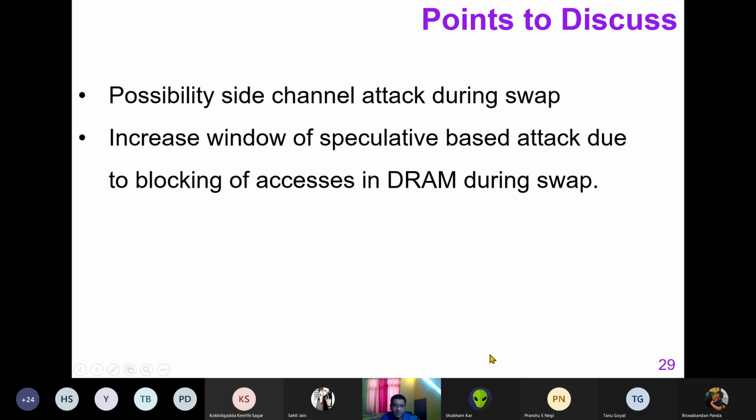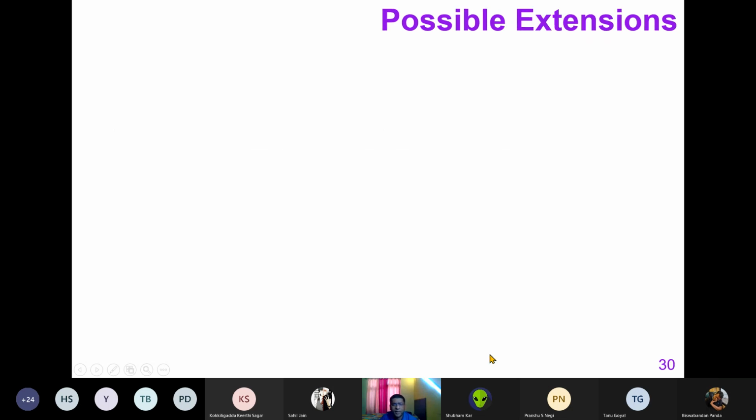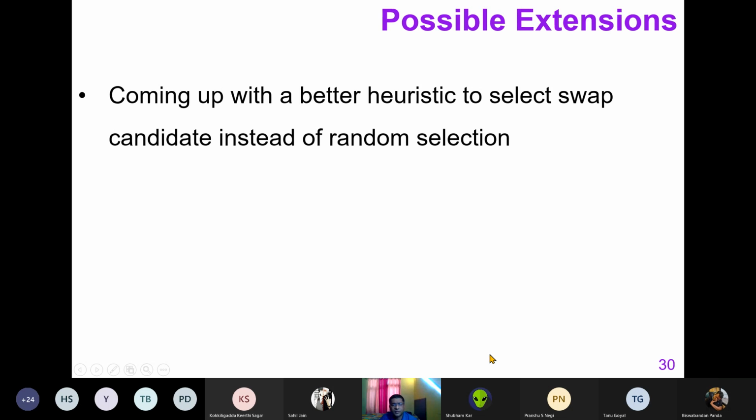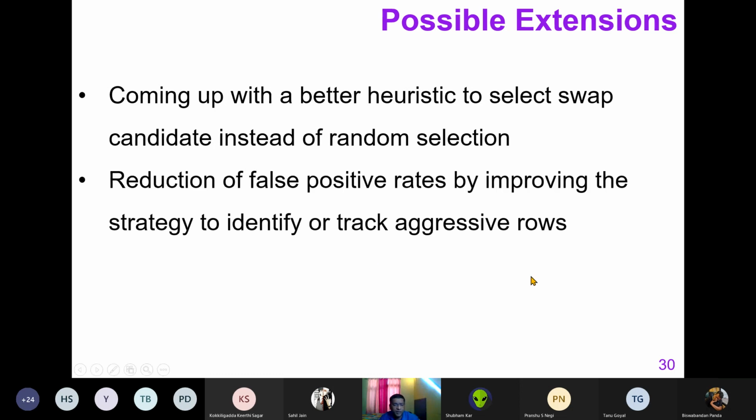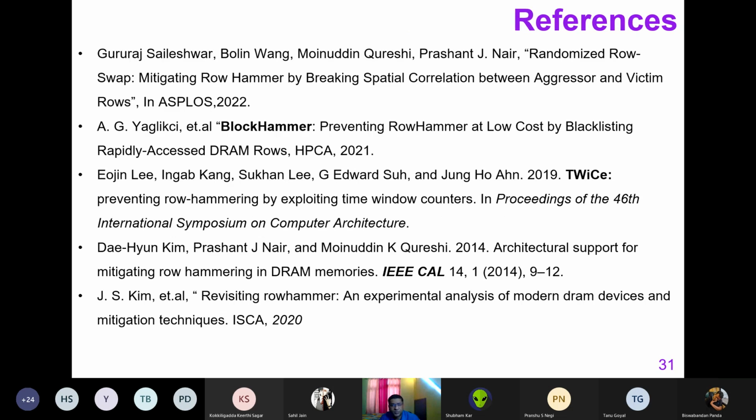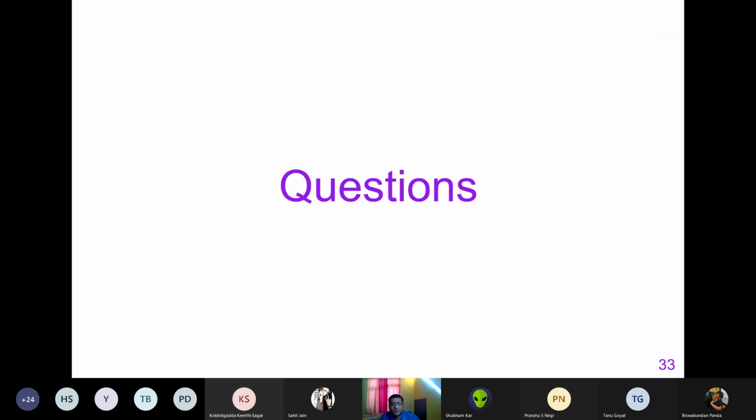These are the different points, and a possible extension of this work: maybe we can use a better heuristic algorithm to choose the swap candidate instead of pure random, and reduce false positives, because there will be some benign applications that are unnecessarily getting tracked. If some sort of segregation can be done, it may be possible work. So these are the references. Thank you. Questions?